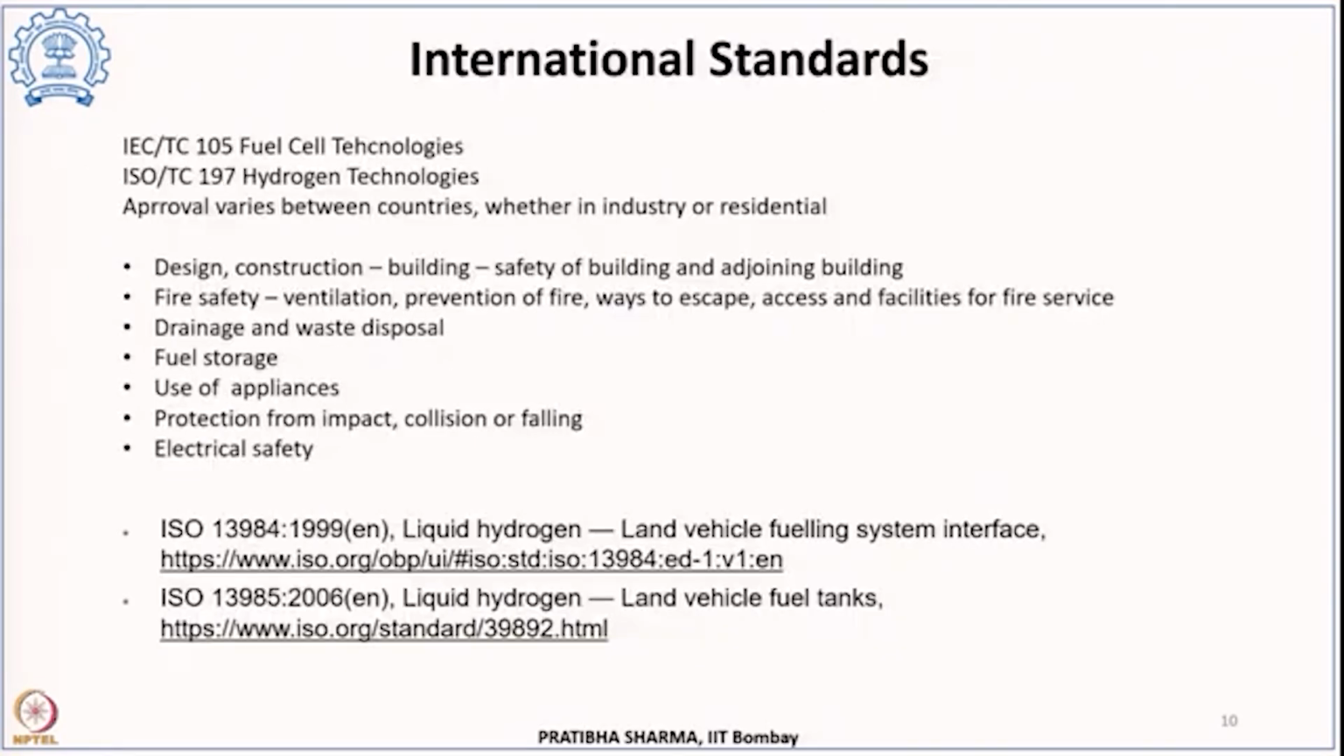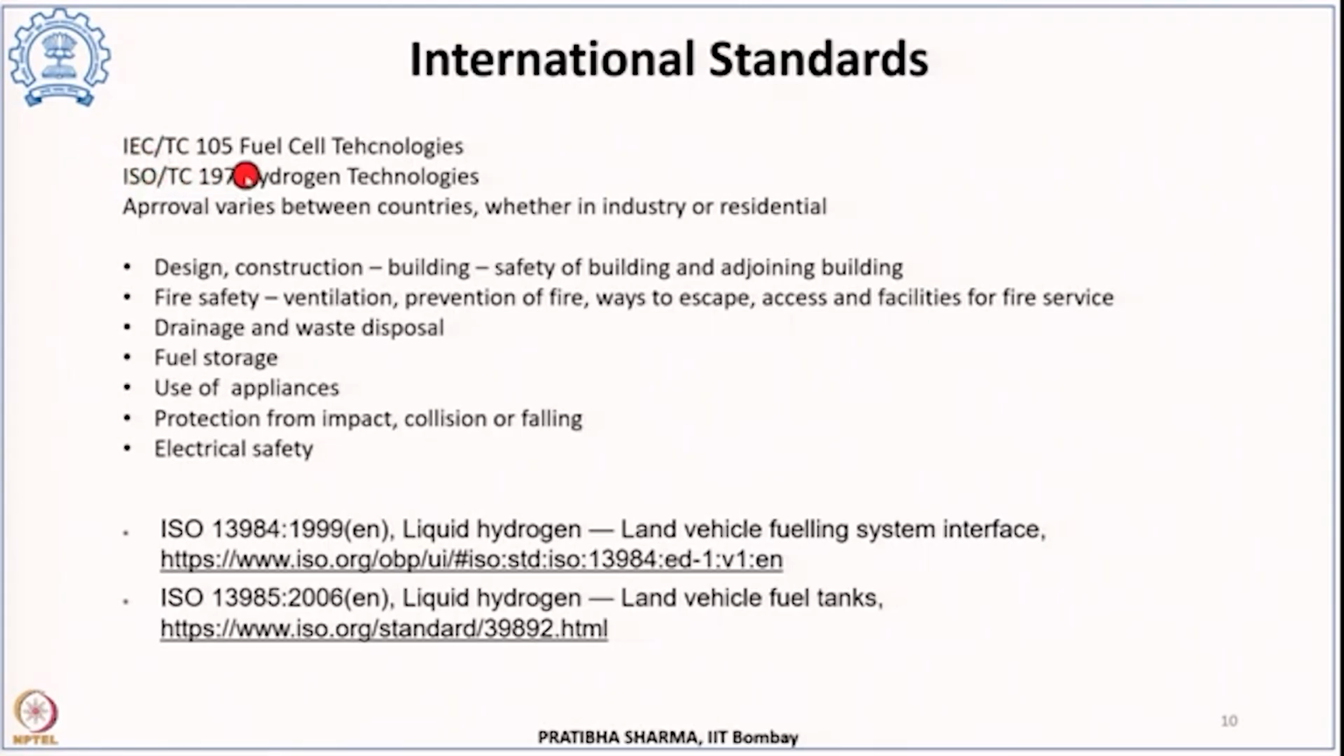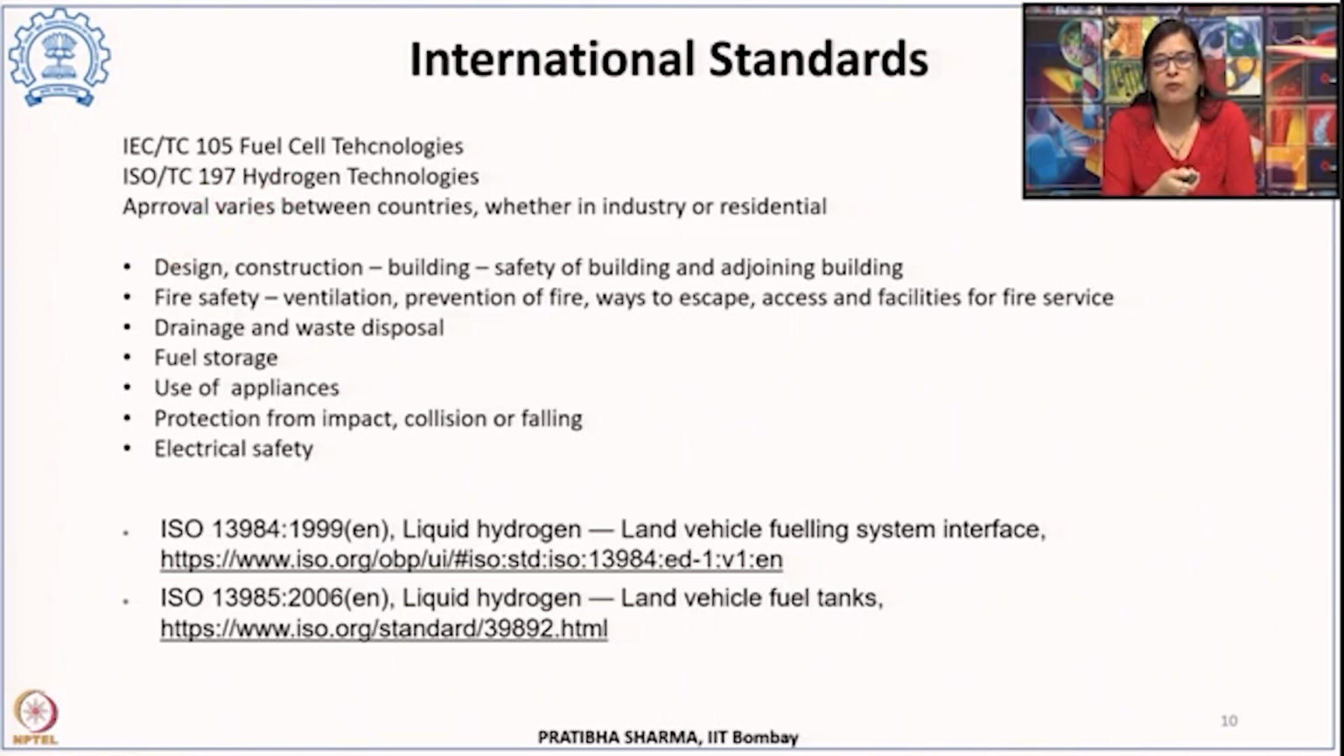Just to give certain examples of the existing standards, although it would be very difficult to present all the standards existing for hydrogen and fuel cell, there are certain representative examples quoted here. For fuel cell technologies, the standard is IEC TC 105, and for hydrogen technologies ISO TC 197. Their approvals may be different, globally accepted or nationally accepted. They may vary between countries, and depending upon whether the technology, product or equipment is meant for industrial use or for residential use.